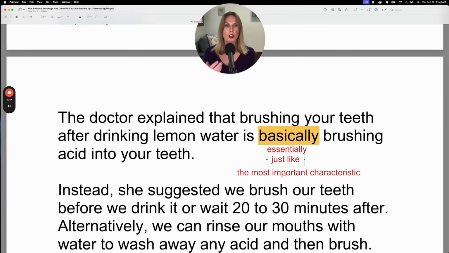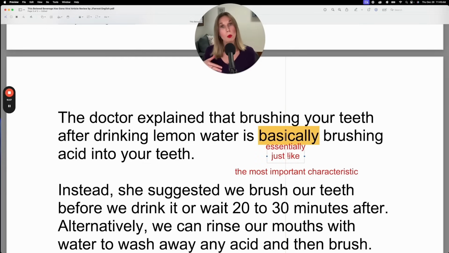So it's the most important characteristic. You can use basically. You can use essentially, it's a little more advanced. And then you can use just like, which is a more casual way, but a native speaker would absolutely use this and it sounds very fluent.